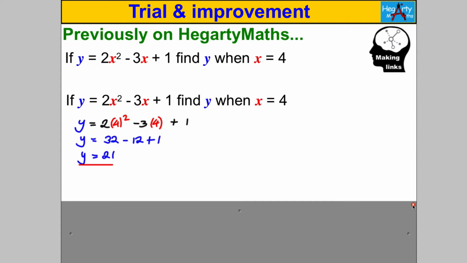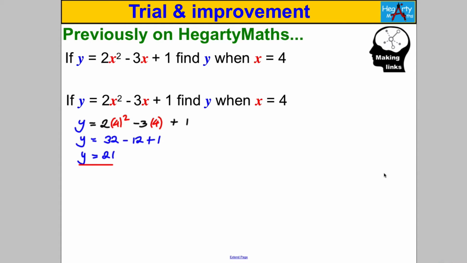And we get the answer 21. Now if you didn't get that answer, make sure you go back to your building blocks. If you did get that and you're very confident with it, you've got the skill you need for this particular video. Now, what is trial and improvement and why would we use it?